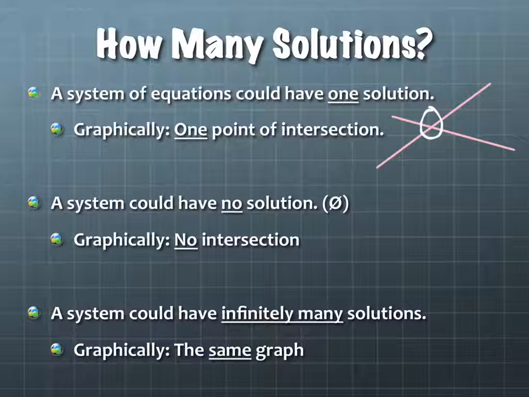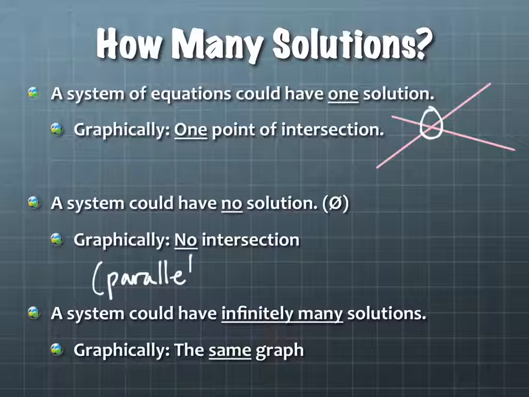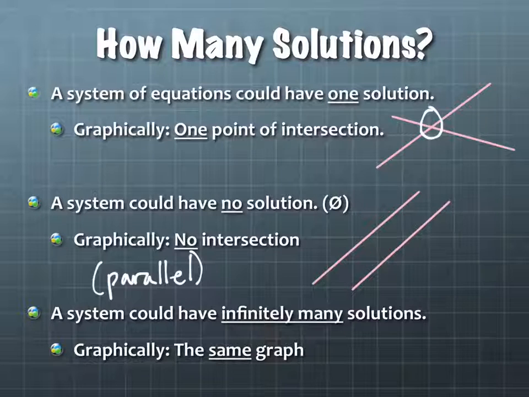The second option is a system could have no solution, and no solution looks like the empty set notation from number theory. It's a 0 with the line through it. So if you want the number 0, don't put a line through it. It means no solution, okay? Graphically, there's no intersection. So how is it that we could have two lines and they have no intersection? Parallel. So these are parallel lines, okay? And of course, visually, that looks something like this.